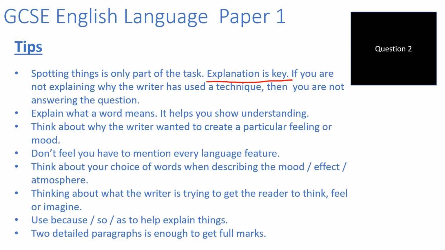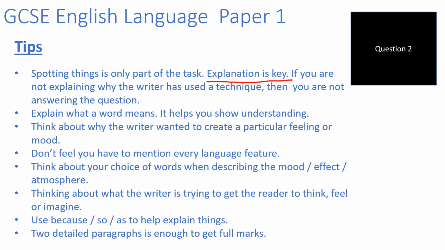Think about why the writer wanted to create a particular feeling or mood. So, for example, this extract here, we could view it as being magical, but also we could view it as kind of unrealistic and almost too good to be true. Why does the writer want us to feel that particular mood? Well, to understand how Rosabelle is unhappy and wants to escape her current life.